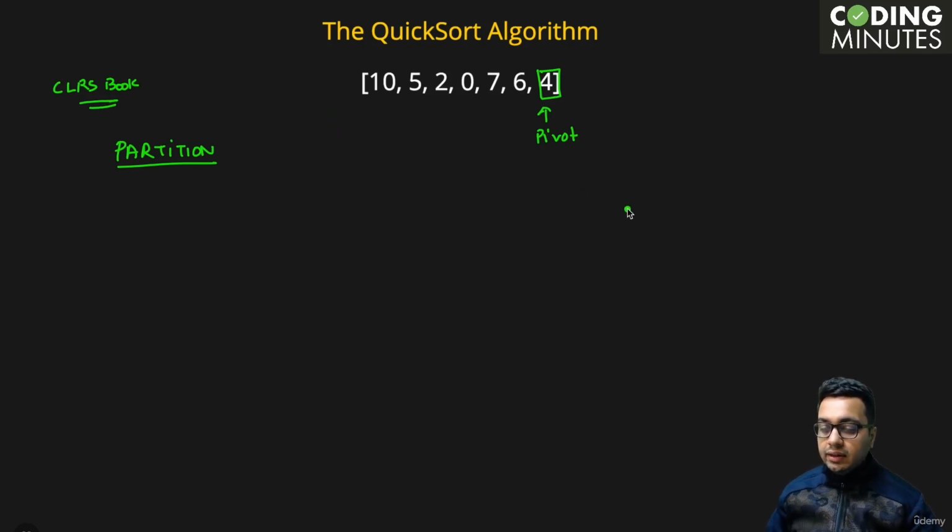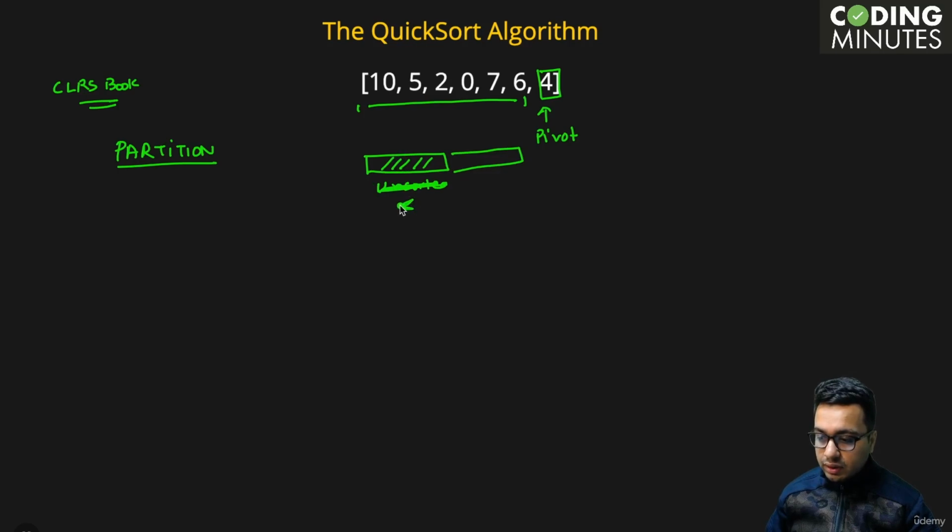The idea here is you have to divide this unsorted array into two parts. The entire array will be unsorted, but let us say we are dividing it into two parts. The first part contains all the elements which are less than the pivot, and the next part contains all the elements which are greater than the pivot. All these comparisons we are making with respect to the pivot element, which in this case is 4.